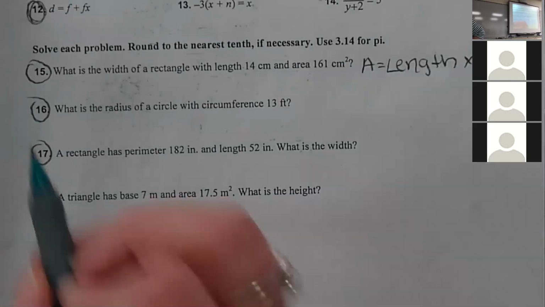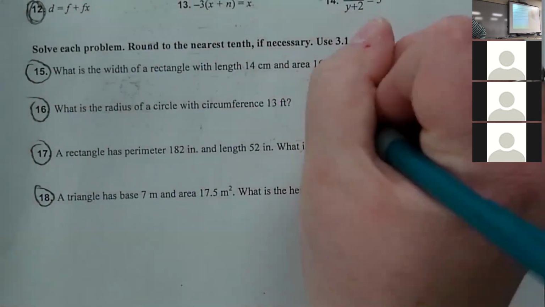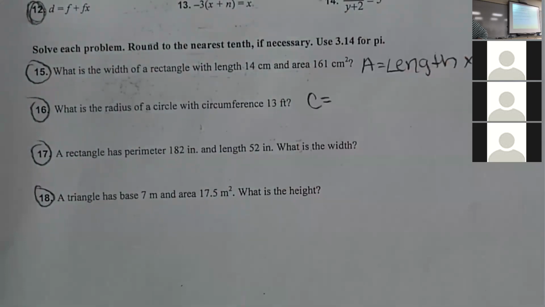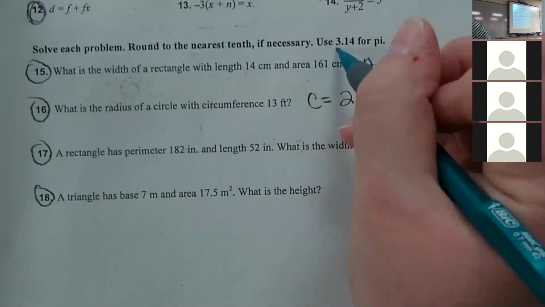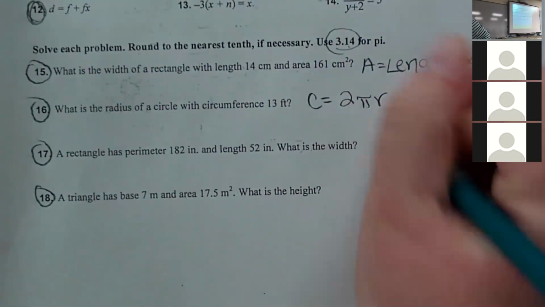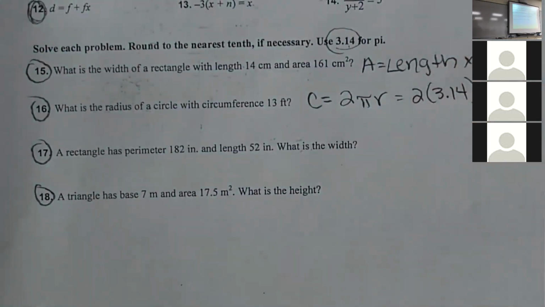Okay. 16, what is the radius of a circle with a circumference of 13 feet? So you got to remember your circumference formula. So C equals, circumference is pi times diameter, or a radius is what with a diameter? It's half of a diameter, so you need 2 radius. So 2 pi r. Now they do say to use 3.14 for pi, so this could be 2 times 3.14 times r.